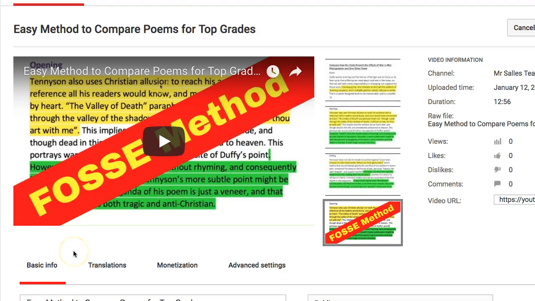Well, there's an easy way to get the form and structure in. So this video, Easy Method to Compare Poems for Top Grades, tells you about the FOSS methods, and F stands for form and the second S stands for structure. Hopefully I'll be organised to put the link up here so that you can watch this video and find out what it means to write about form and structure.